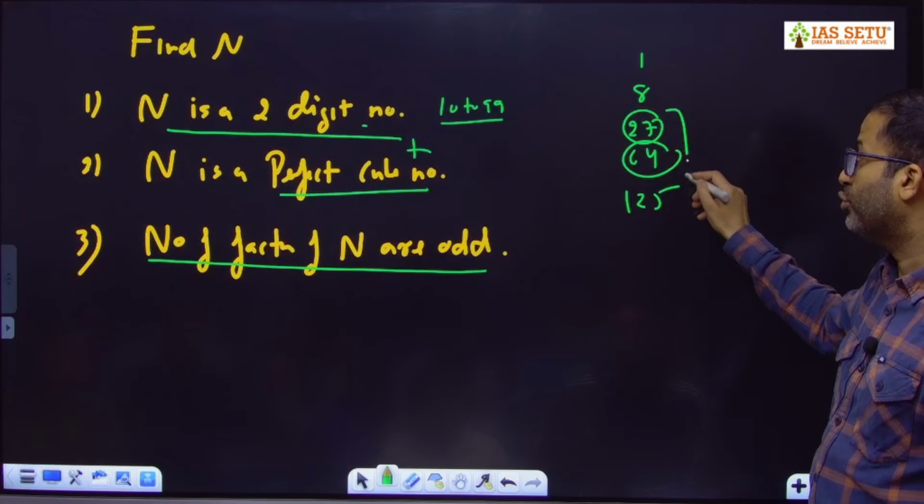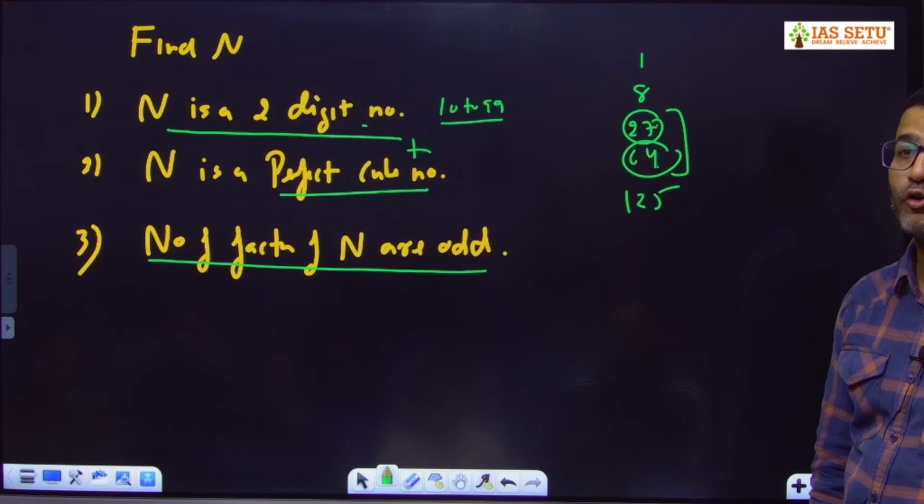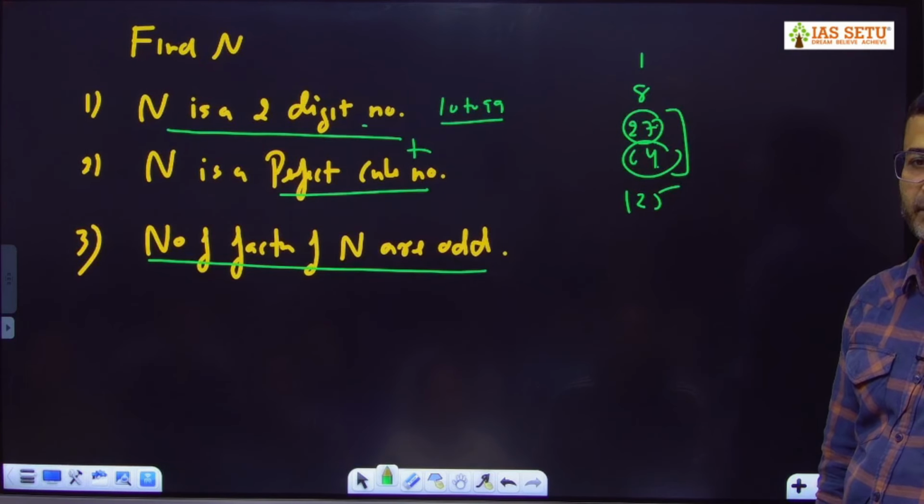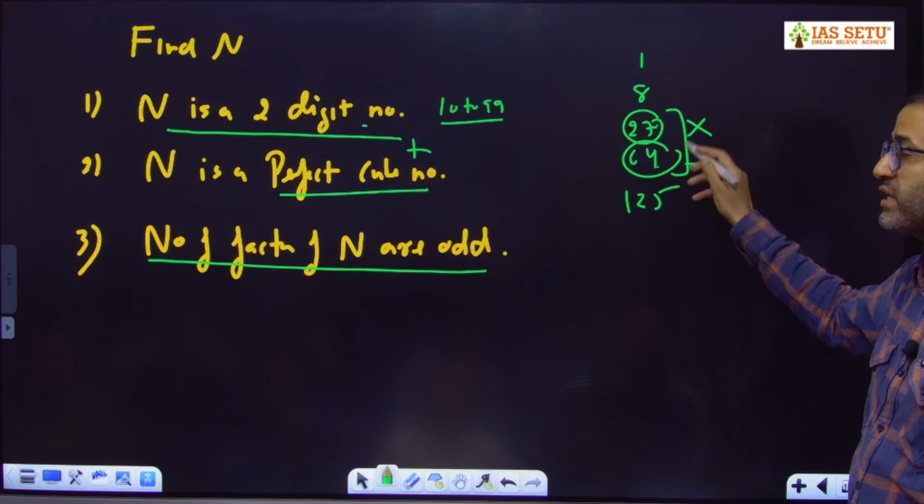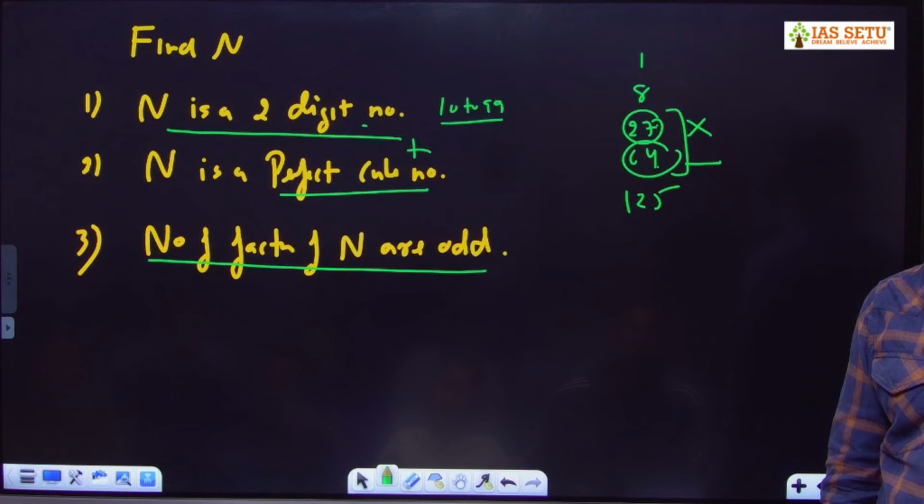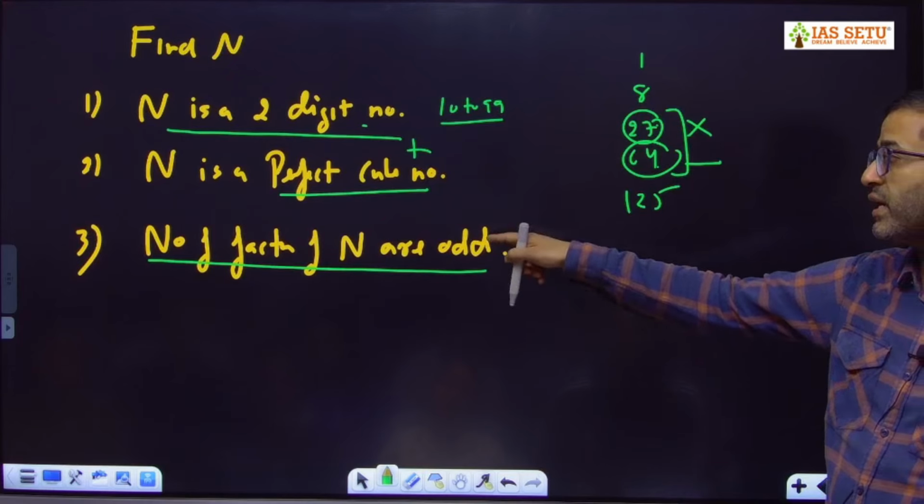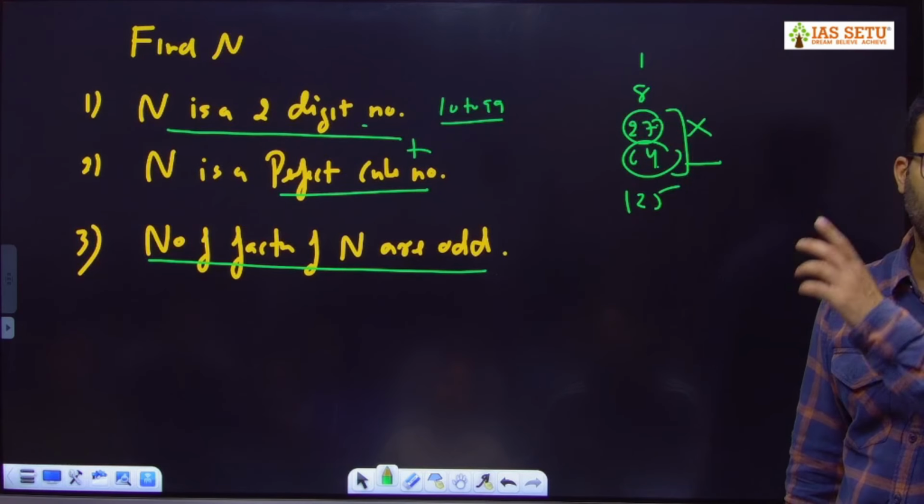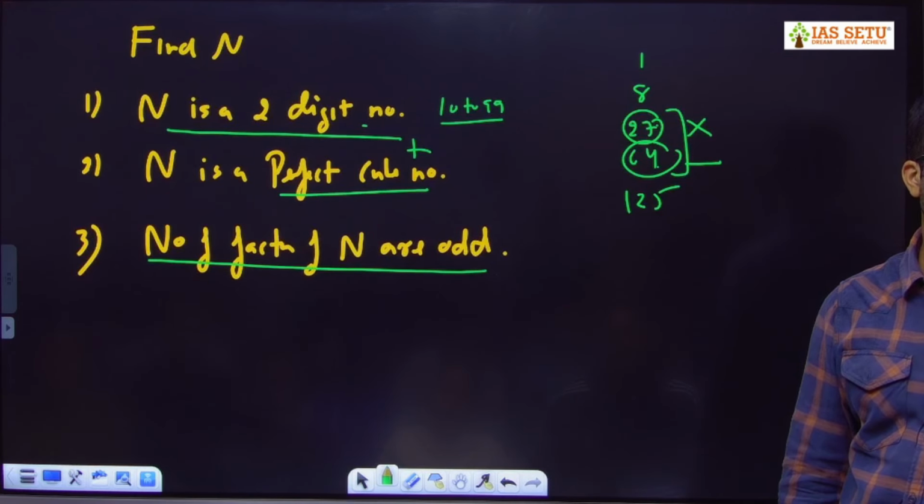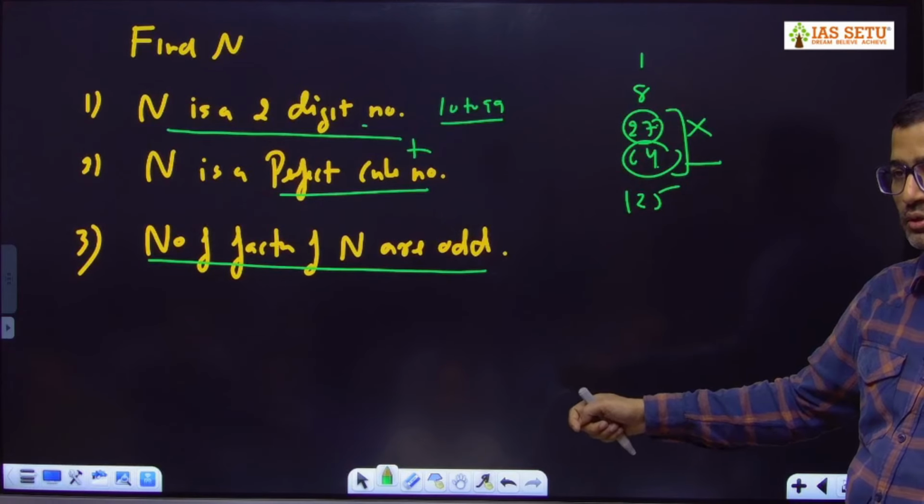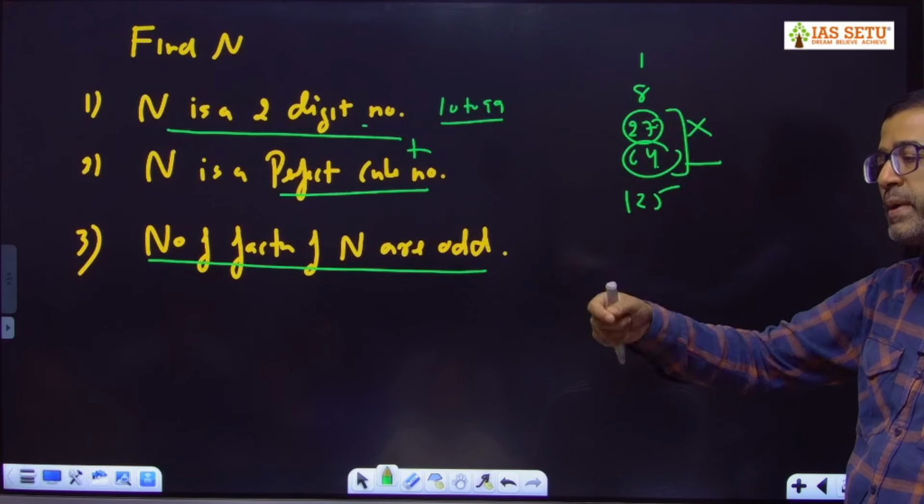But you tell me, out of 27 and 64, which one is a perfect square as well? 64. 27 किसी का square नहीं है. So 27 is not the answer. Why? Because 27 is not a perfect square number. So you can check also. You can check manually also. But better you remember.